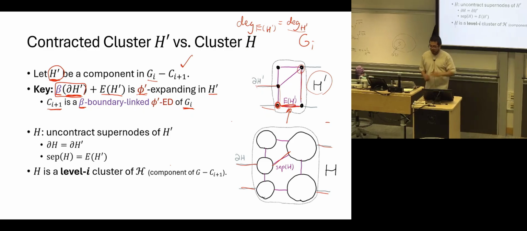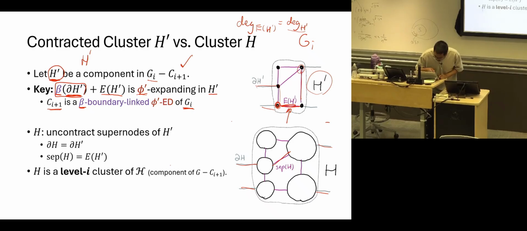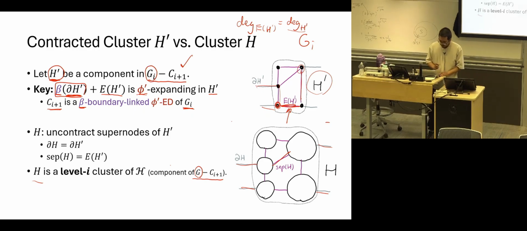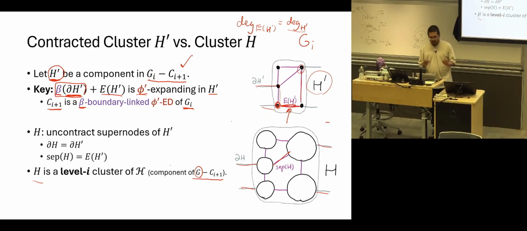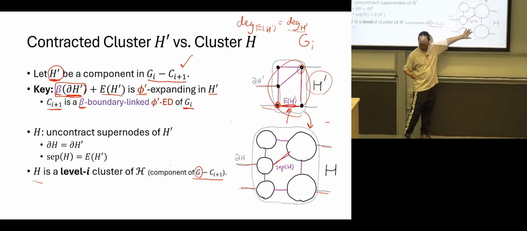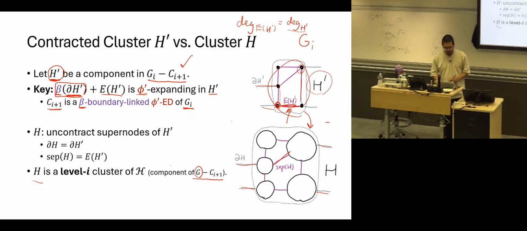Okay. So H prime is a component of Gi minus Ci plus 1, but H is a component of G minus Ci plus 1. So the difference here is a component of G and a component of Gi. Okay. So just keep this picture in mind. Whenever I talk about H prime, there's some corresponding cluster H, just the one that you are uncontracting.